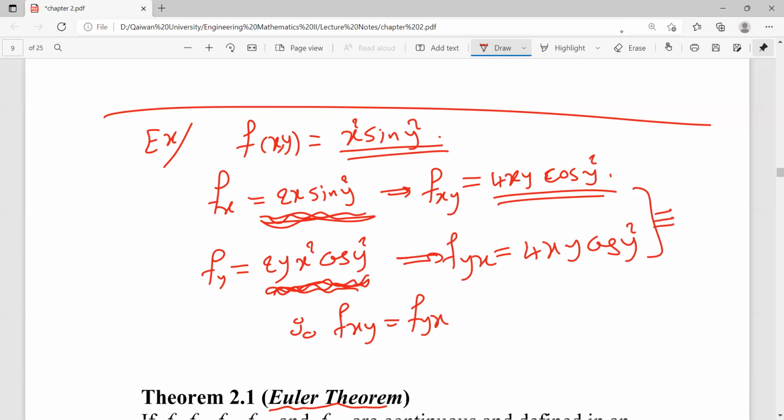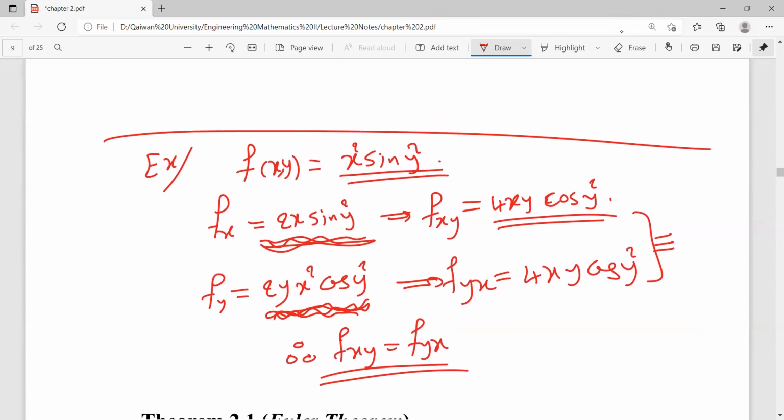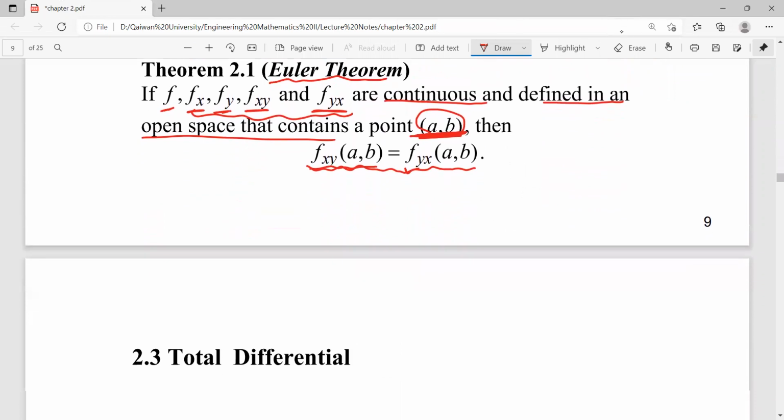f sub xy equals f sub yx. Since the function is continuous everywhere, f sub yx equals f sub xy.